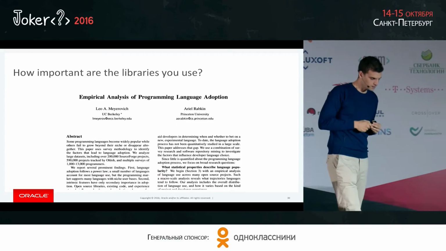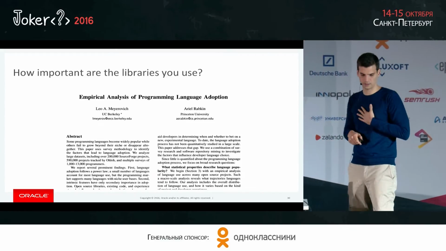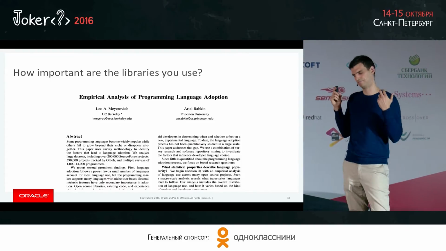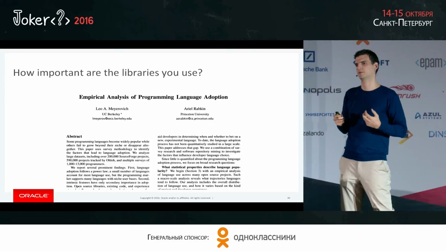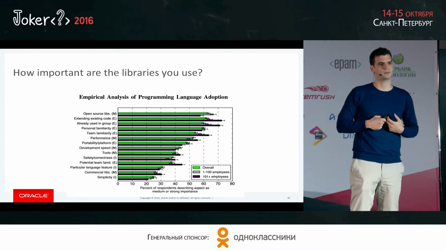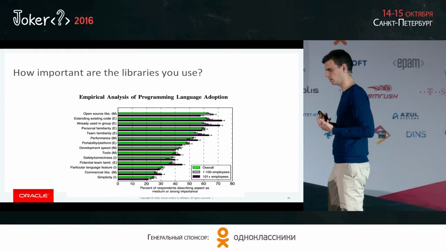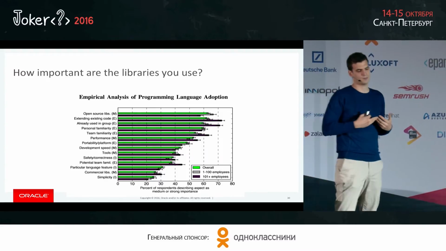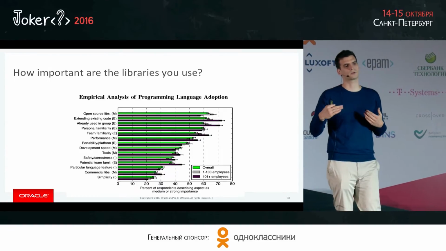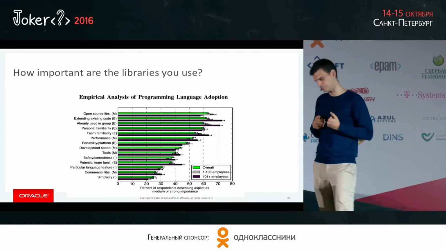Okay. And in 2013, at Berkeley and Princeton, they did this study, which is published at Uppsala, which essentially says that people care about libraries, right? So when you choose your language, you will choose essentially the one that has the best libraries for you. When they asked people on their projects how they chose the language, 80% of people basically said that it's of medium or high importance for them to have open source libraries, and then they will choose the language based on libraries.